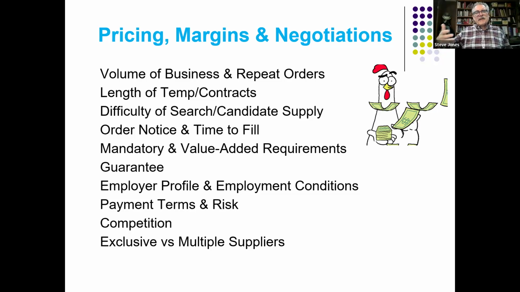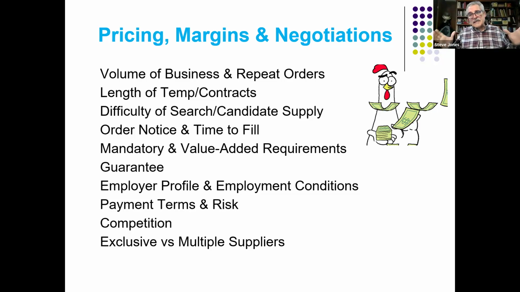Are there mandatory and value added requirements? For example, they might say, hey, the person who comes to work in this job needs to speak Italian, needs to speak a particular language, needs to have a particular certification. If there are mandatory requirements and value added requirements, that again can make the search more difficult and the supply more difficult. And so therefore the margin can be there.